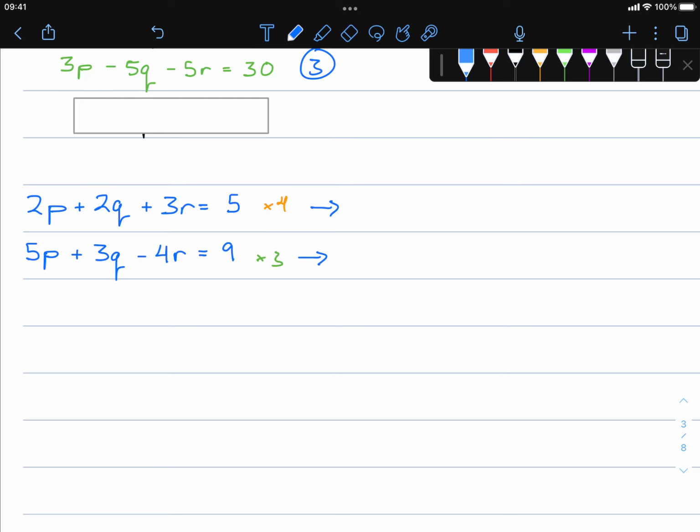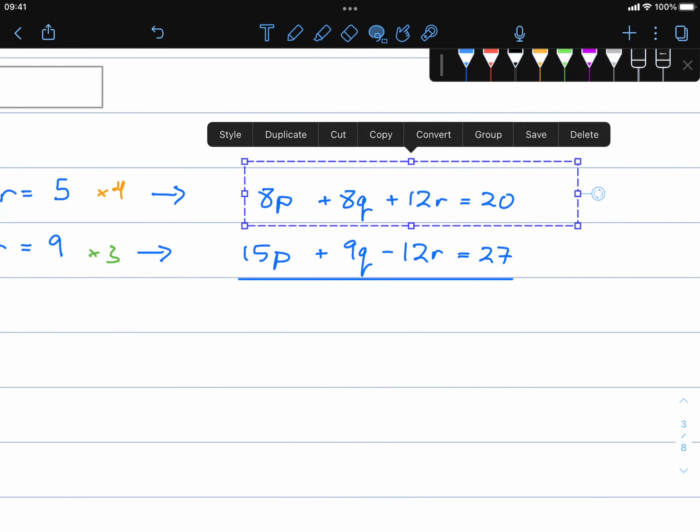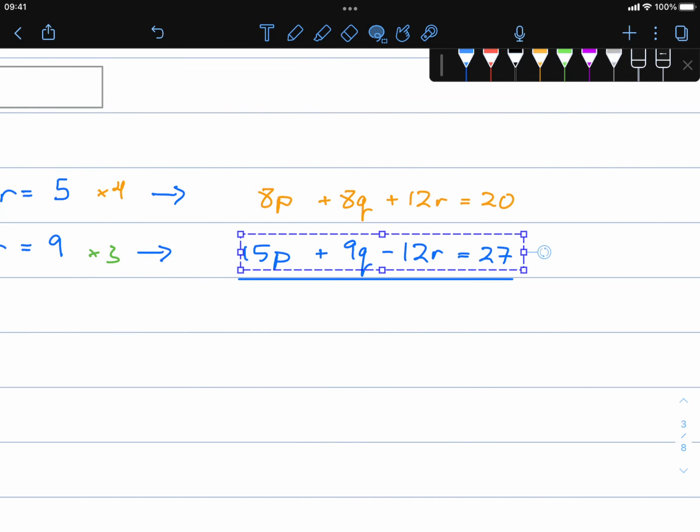So this equation will become 8p plus 8q plus 12r equals 20. This next one is going to be 15p plus 9q minus 12r equals 27. Good. Let's just color code these. This was in orange. This one was in green.